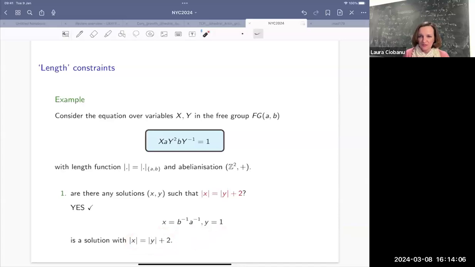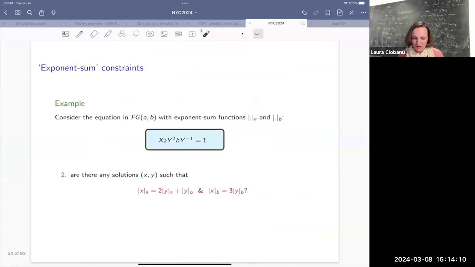Okay, so this is the kind of question I'm going to ask. So this is one kind. Another kind is asking, with the same equation, is there any solution such that the exponent sum of a in x is twice the exponent sum of a in y plus the exponent sum of b in y, and so on. So I'm just setting up some system of linear equations involving these exponent sums.